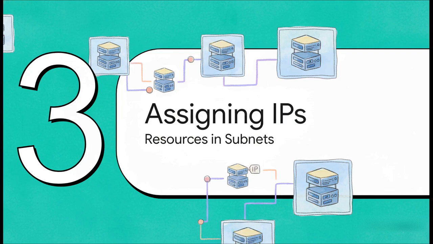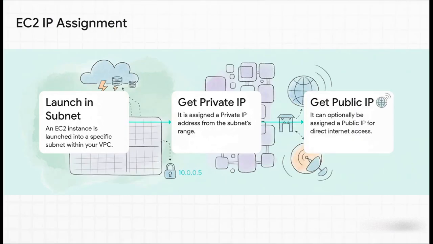Okay, so we've got our land, the VPC. We've got our buildings, the subnets. Now it's time to actually place our resources inside them. And in the AWS world, a super common resource is a virtual server, which we call an EC2 instance. So here's how it works. When you launch an EC2 instance, you choose which subnet it's going to live in. As soon as it spins up, it gets a private IP address. This is the address it uses to talk to all the other resources inside your VPC. Now, if that instance happens to be in a public subnet, you can also give it a public IP address, so it can talk directly with the wider internet.